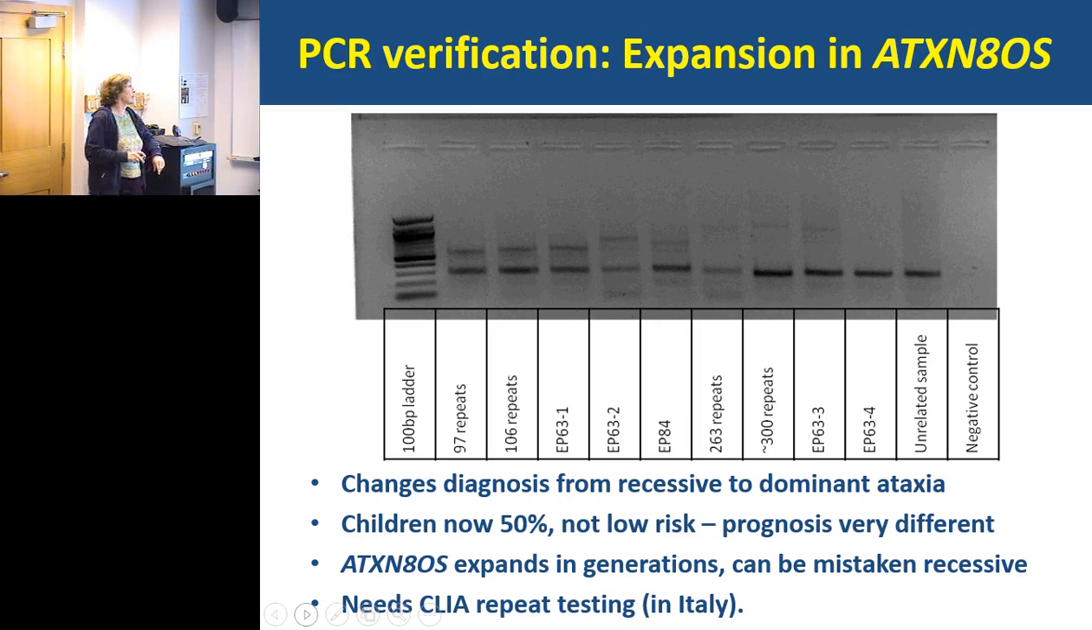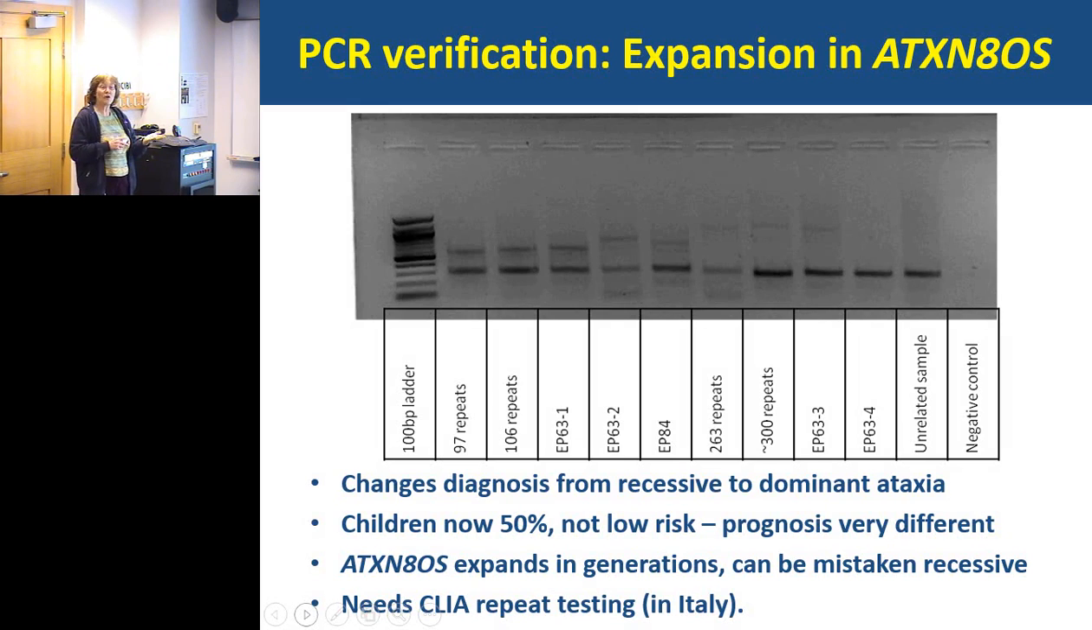And in fact, we have had cases where this was excluded initially. I think this was one of the cases where it initially was excluded. But when you look in OMIM, which is a very good database for clinical information, it actually says that this gene expands very rapidly through the generations and very often can be mistaken as recessive. Just because the parents may have 20 repeats, and we don't have the parents in this case, and then the next generation may have a pathological number of repeats.